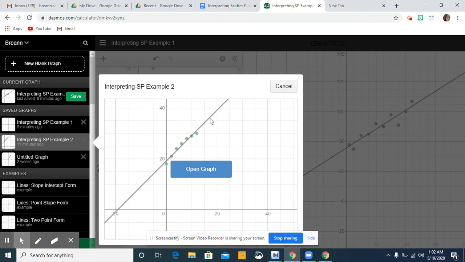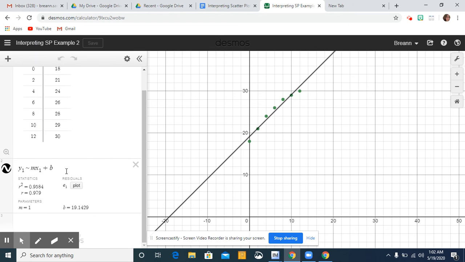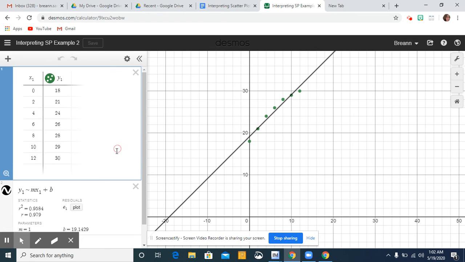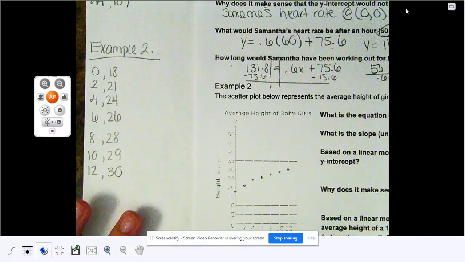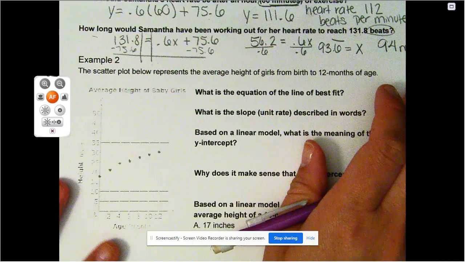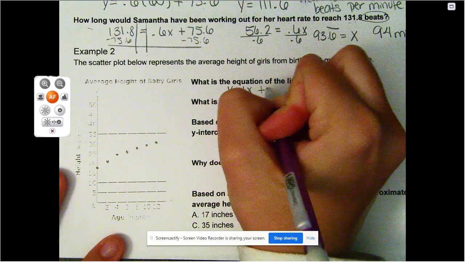It was example 2. Open that graph. Okay. And within Desmos.com, I graphed my table. I found the equation y equals mx plus b, and my slope is 1. And my y-intercept is 19. I'm going to go ahead and round that. Okay, so what is the equation for the line of best fit? 1x plus 19. Okay, so y equals 1x plus 19.